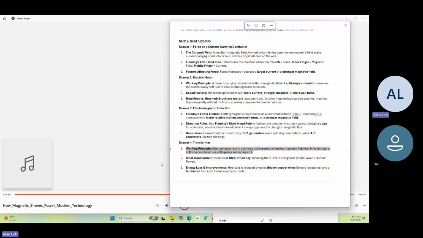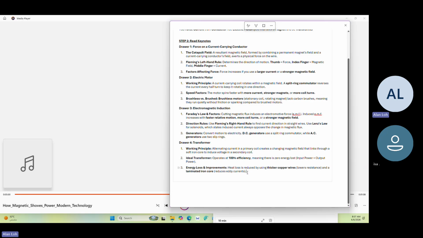Because if we are funneling this pulsing magnetic field through a solid iron core, where exactly is the current flowing? Isn't the iron block itself conductive? It is, yeah. And that is a massive engineering hurdle. That changing field induces mini tornadoes of electricity inside the iron core called eddy currents. Mini tornadoes. That sounds like a lot of wasted heat.